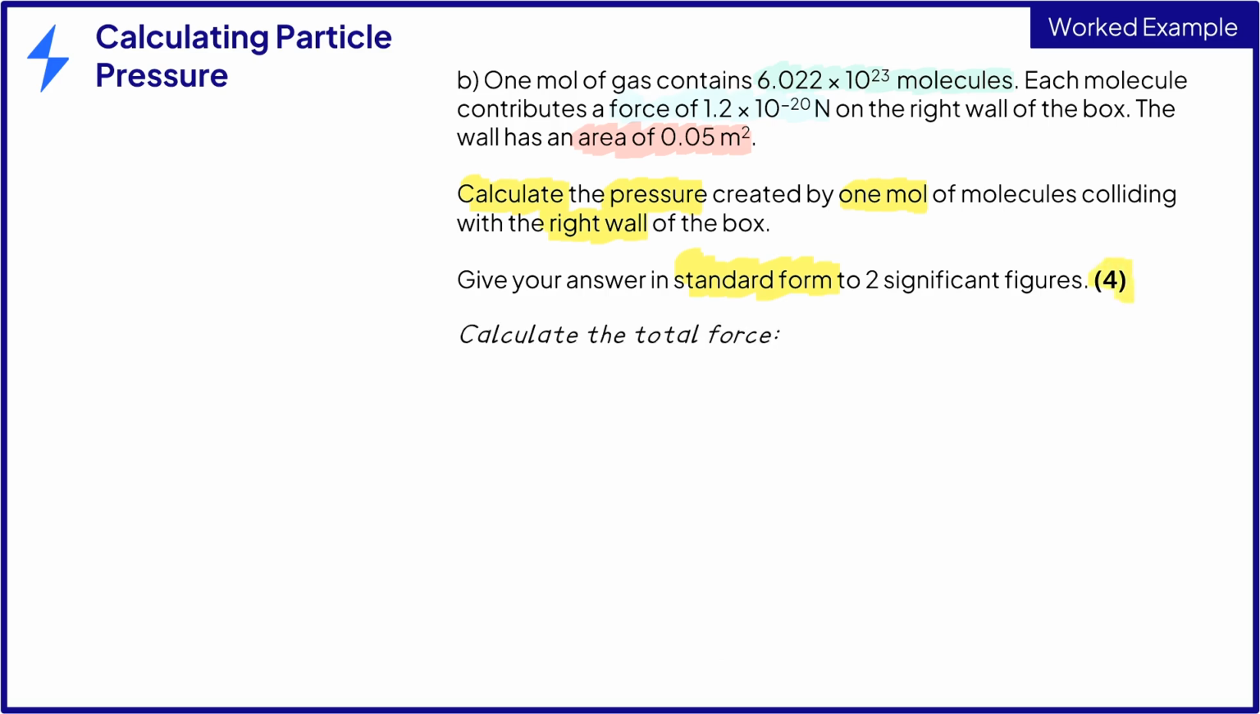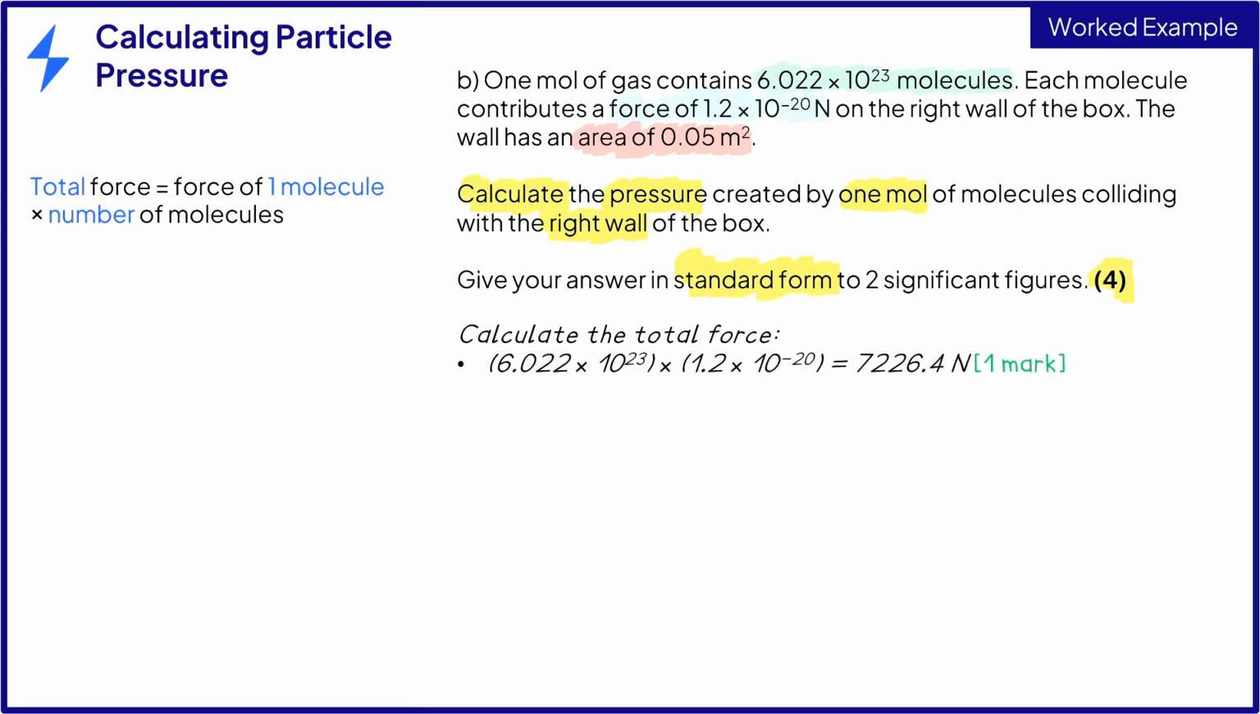First, calculate the total force exerted by 1 mole of molecules. The total force is equal to the force of 1 molecule times the number of molecules. So, 6.022 times 10 to the power of 23 times 1.2 times 10 to the power of minus 20, which is equal to 7,226.4 newtons for 1 mark.